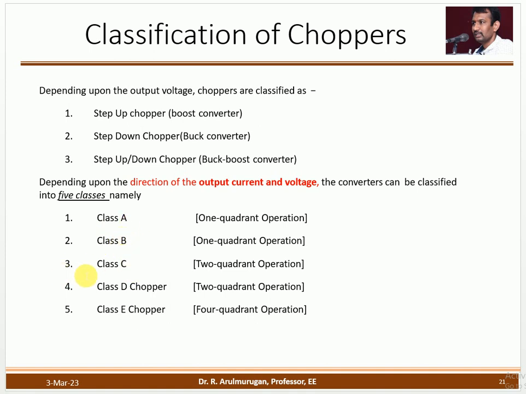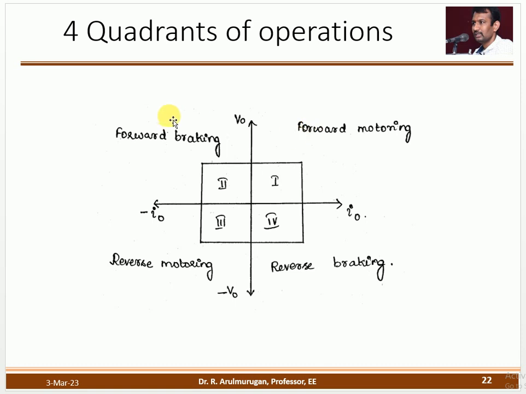Okay, what is class E? Class E is 4 quadrant. Why do I want to see this 4 quadrant? Where is it applicable? In the electric vehicle. Your EV has forward motoring, forward braking, reverse motoring, and reverse braking. So you are going to do these 4 operations, in quadrants number 1, 2, 3, 4.